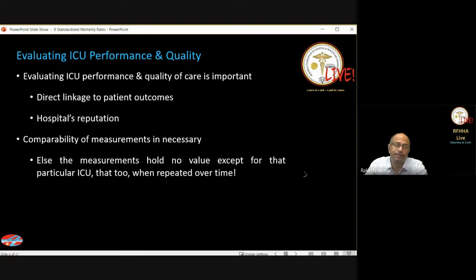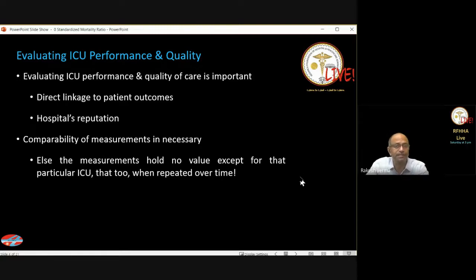So comparability will come only when we have used the same yardstick for comparison. So we need to use a validated scoring system. We need to use a scoring system that is peer accepted, so that both the ICUs, both the hospitals, use the same system, and then only a comparison is possible. Now, suppose we were to use a measurement that does not lend itself to comparison. For example, it is a method that we have developed on our own, and we use it for our own hospital. Now, such a method obviously will have no value as far as inter-ICU comparison is concerned.